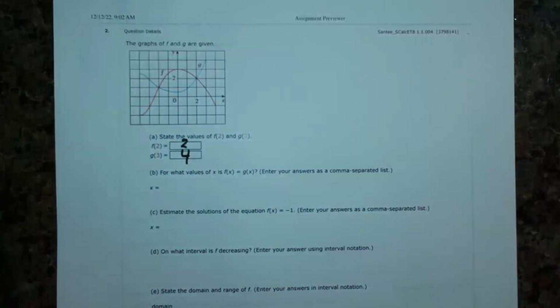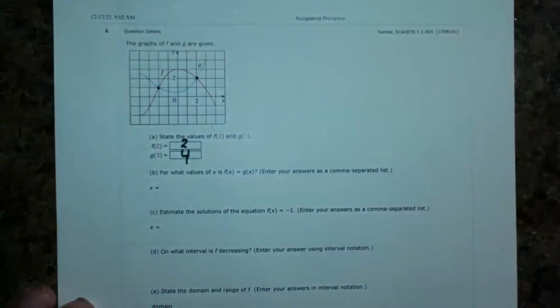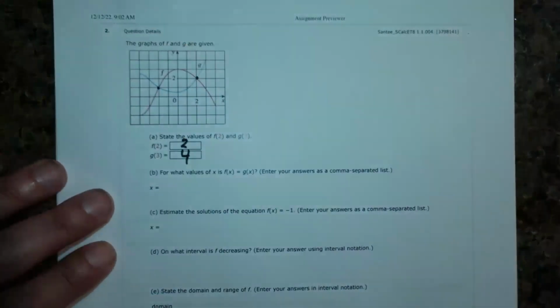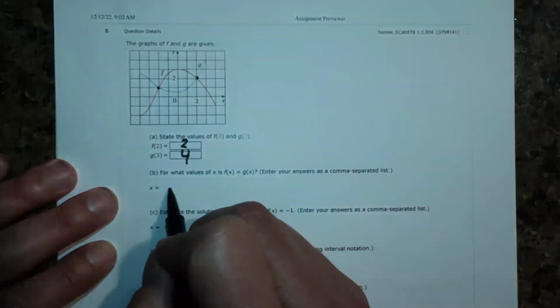Part B, for what values of x is f of x equal to g of x? Well, that's going to be right here where they are crossing. So that is going to be x equals negative 2. And we're crossing at positive 2 as well.